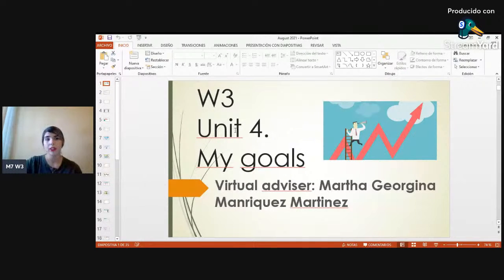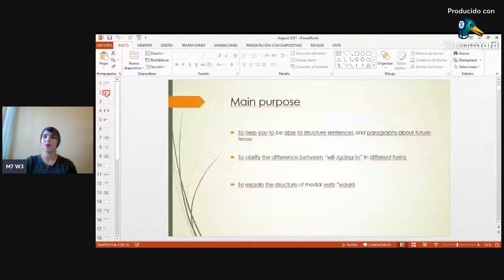We're going to start this week with a little bit of future, and you're going to express your goals. Like unit 4, it's my goals. So you're going to express desires, goals, or things you want to achieve in your life. The purpose is to help you to be able to structure sentences and paragraphs about future tense.